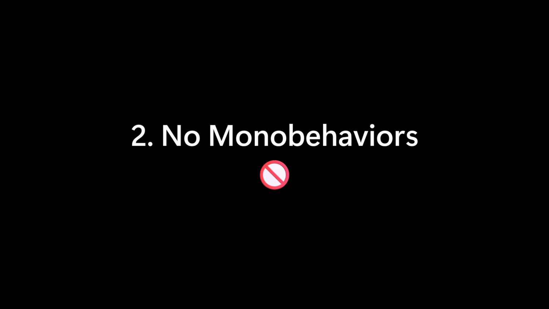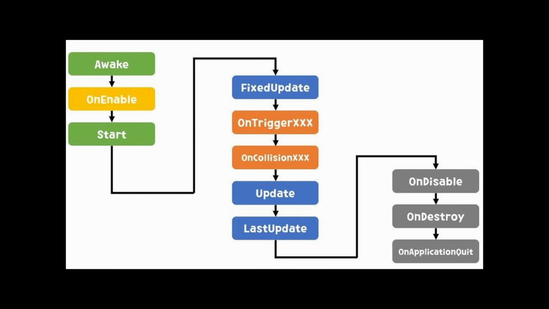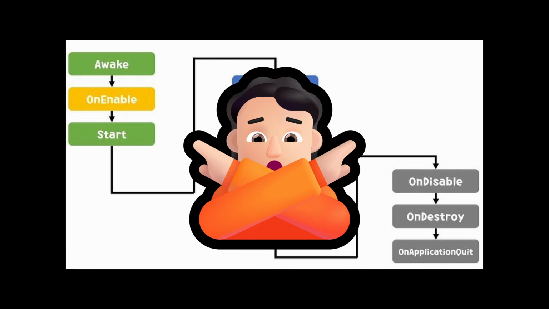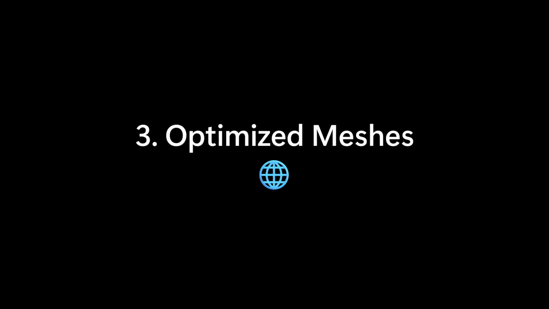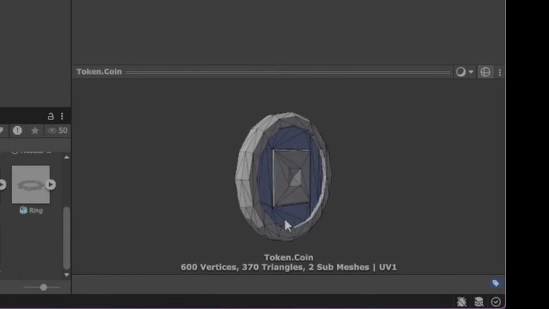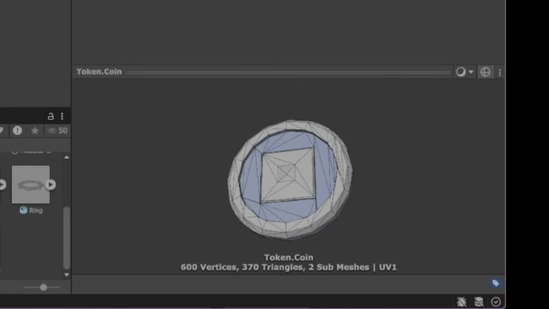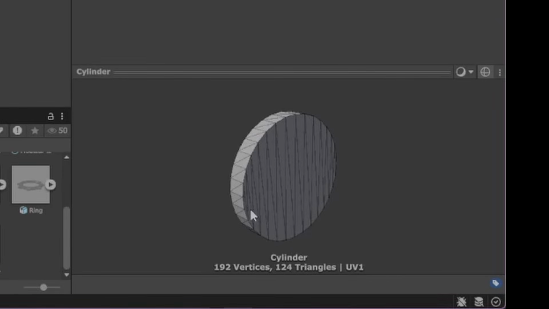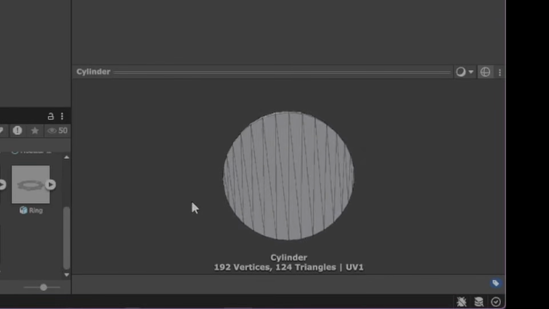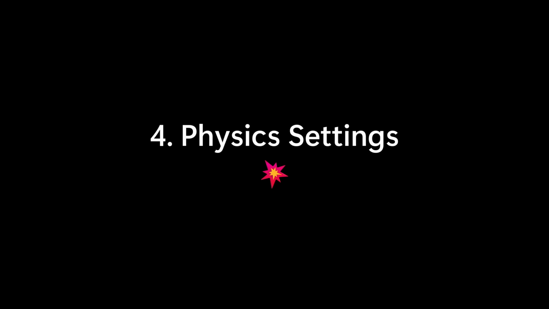No monobehaviors. One of the biggest overheads is the monobehavior lifecycle. An easy way to get around that is to just never have a monobehavior to begin with. Optimized meshes. This one is pretty low tier, but it goes without saying that you can put more coins on the screen if the coins take up less resources inside the computer. Avoid overly complex meshes and make your own if you really want maximum control over your project.